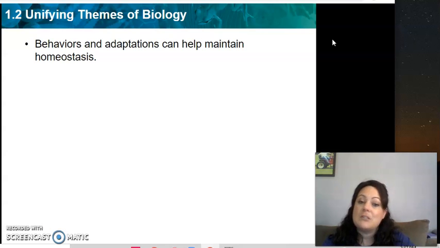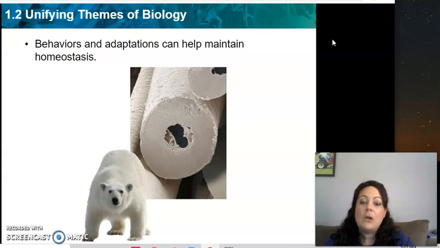Behaviors and adaptations can help maintain homeostasis. So a behavior is something that we do, like wearing a hoodie in the classroom. That's a behavior. An adaptation is something that is inherited over time. It's getting passed on from generation to generation. And these are things that can help a species survive in a certain environment.